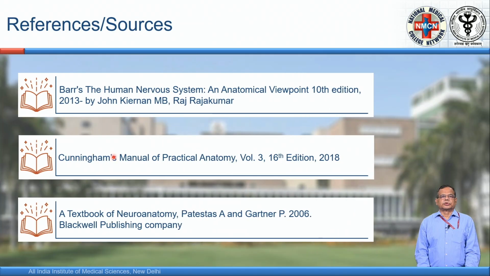You should read details about the sulci and gyri from Bart's Nervous System, Cunningham's Manual of Practical Anatomy, and the textbook of Neuroanatomy by Vishram Singh and Gardner.